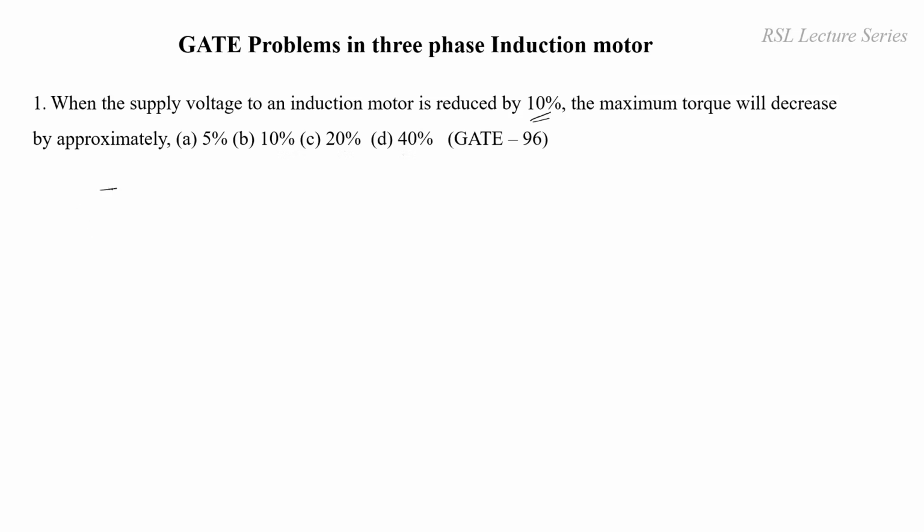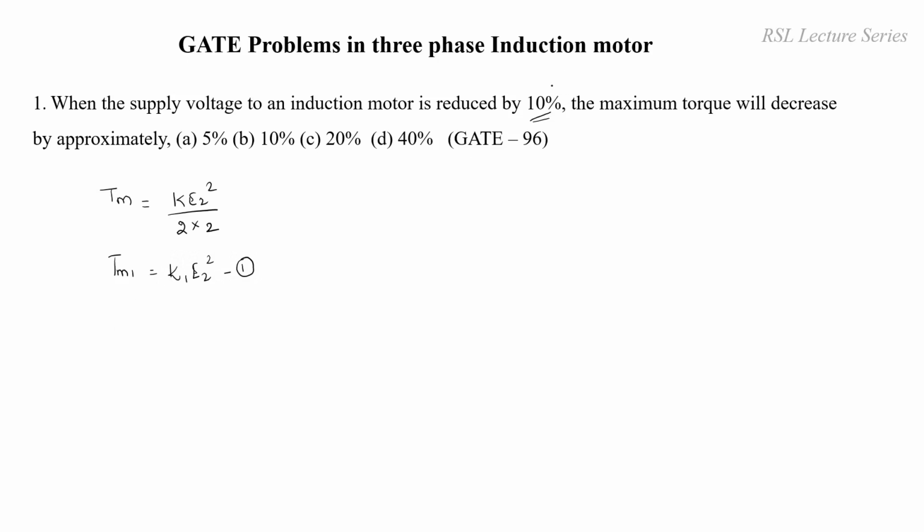We all know the formula for the maximum torque is given by K into E2 square divided by 2X2. In the first case, E2 is considered at its 100%. So we will consider K divided by 2X2 as a constant term K1, into E2 square. This is the maximum torque in the first case.